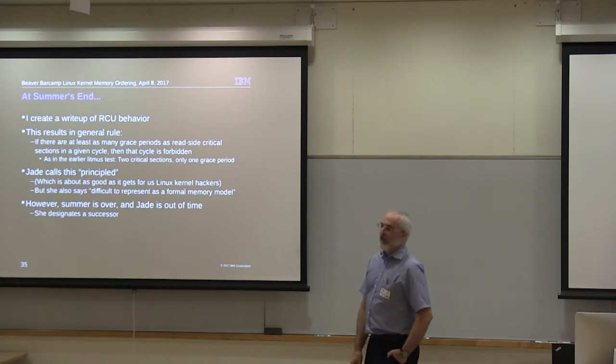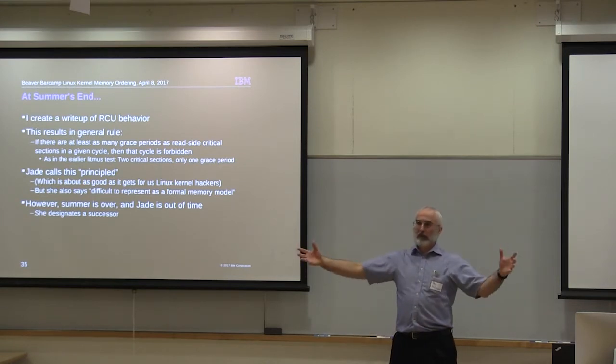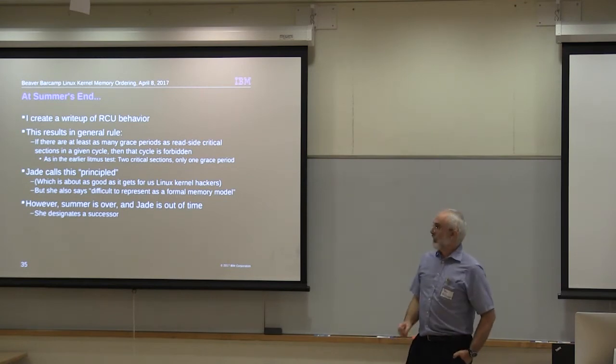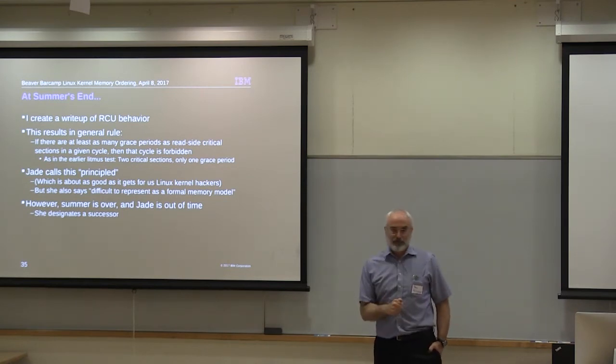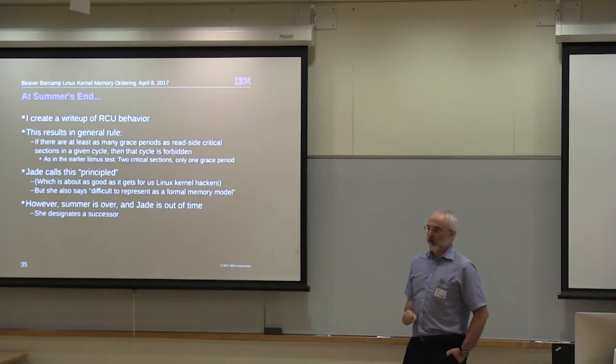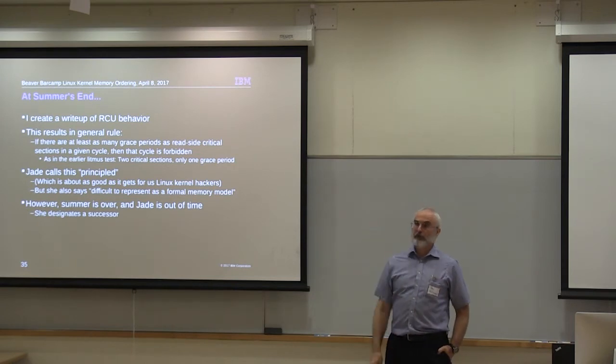Eventually, after looking at it and going through a bunch of examples, I came up with a general rule. Now, we had a cycle. We call it a cycle. And you saw it with the arrows going through there. If you have a cycle, and that cycle has at least as many grace periods, synchronized RCUs, as it does read-side critical sections, the cycle is prohibited. The example we had showed one grace period and two read-side critical sections, therefore it was allowed.